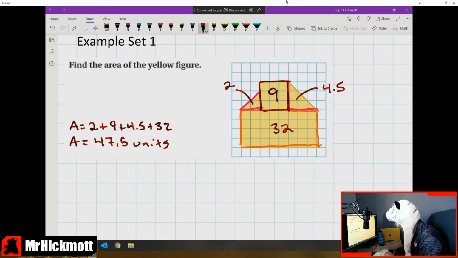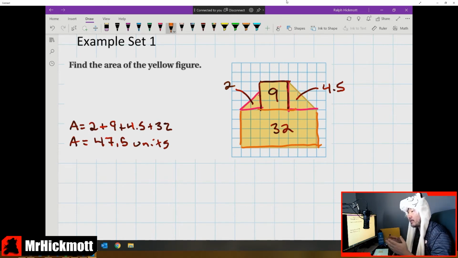For example, I could have split it up even more by making this entire piece and getting rid of that square at the top, and now we have this piece, and this piece. But that's not as smooth with the calculations. I like to see if I can split it up into the smallest amount of parts.